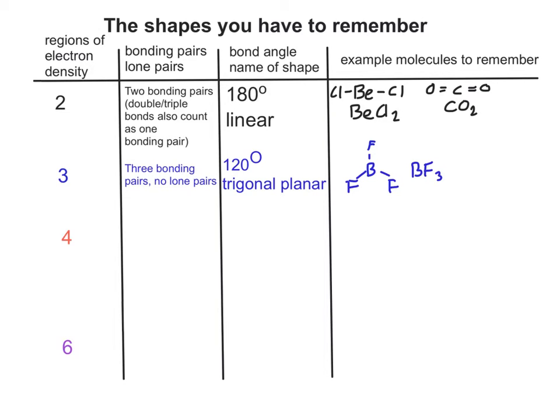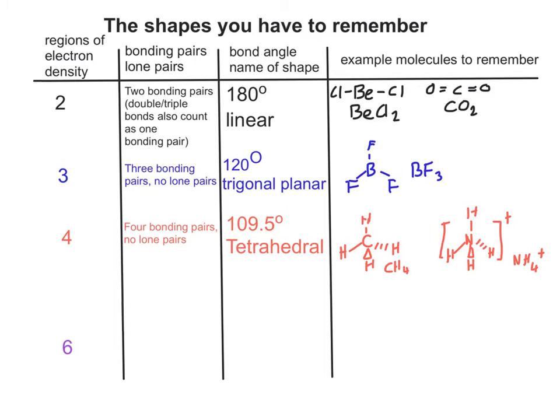And 2 good examples to remember are beryllium chloride and carbon dioxide. So the next one is called trigonal planar, 120 degrees, 3 bonding pairs, no lone pairs, and an example would be boron trifluoride. The next one involves 4 bonding pairs, and it's 109.5 degrees, tetrahedral like we've mentioned once already, and 2 examples would be methane and the ammonium ion.